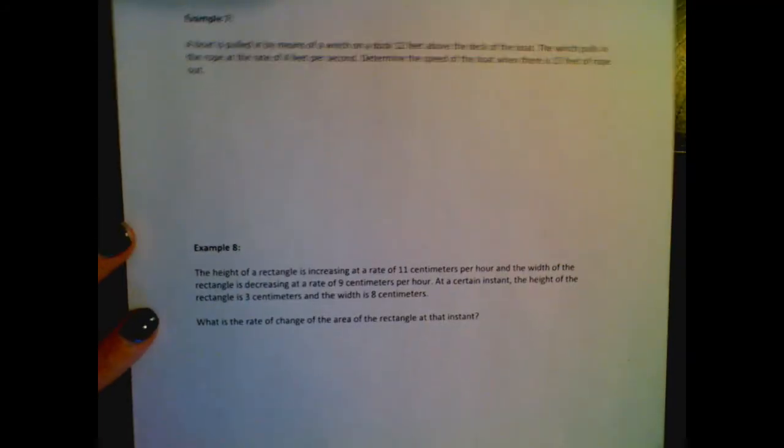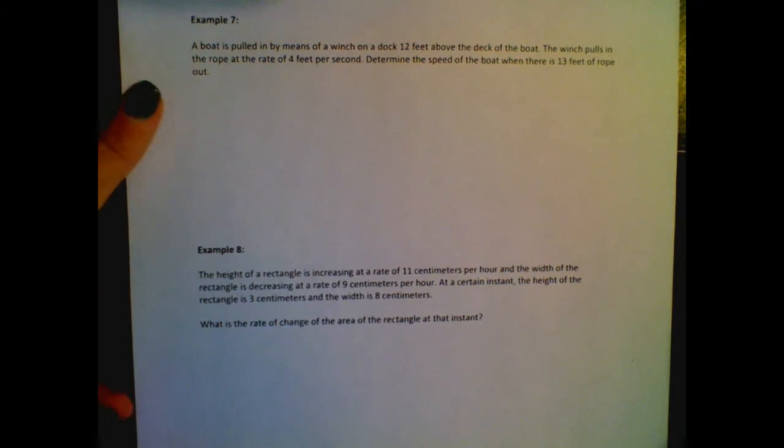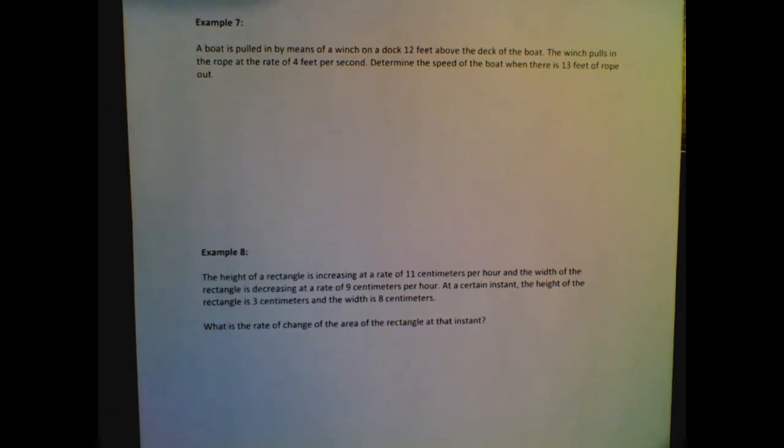So we got one more example with the triangle, and then we'll talk about a rectangle quickly. So example 7, this one would definitely be useful to draw a picture for. A boat is pulled in by means of a winch on a dock 12 feet above the deck of the boat. The winch pulls in the rope at a rate of 4 feet per second. We want to determine the speed of the boat when there's 13 feet of rope out.